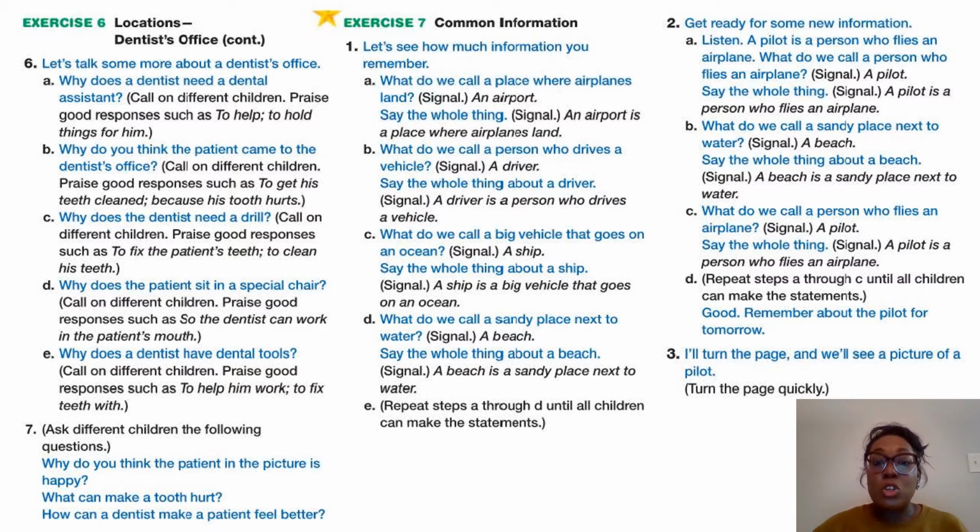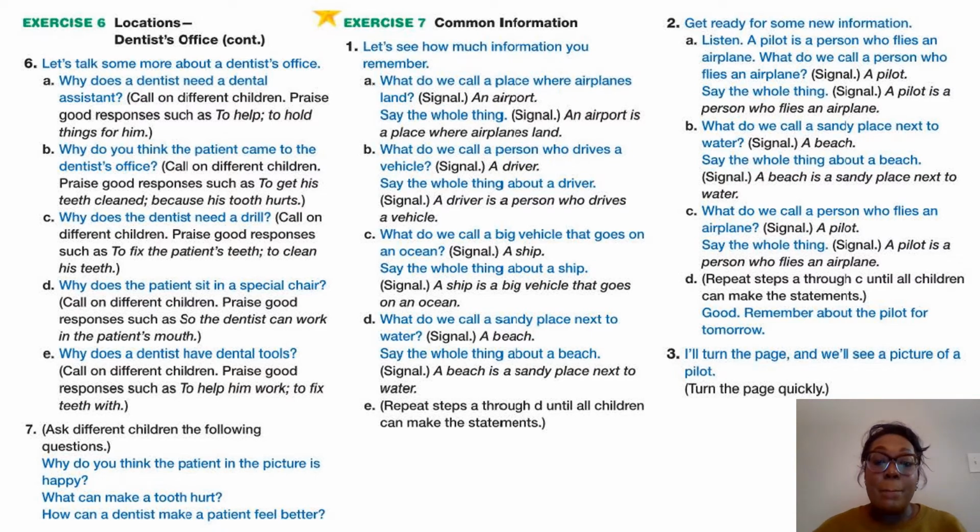What do we call a person who drives a vehicle? Get ready. Yes, a driver. Say the whole thing about a driver. Get ready. Yes, a driver is a person who drives a vehicle.